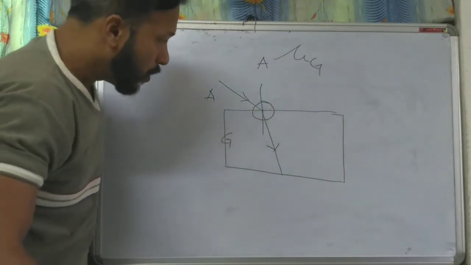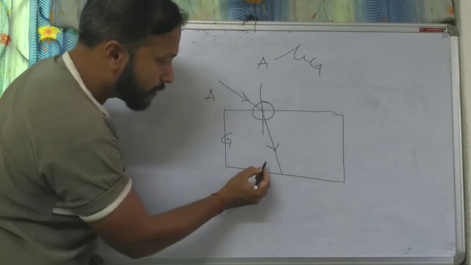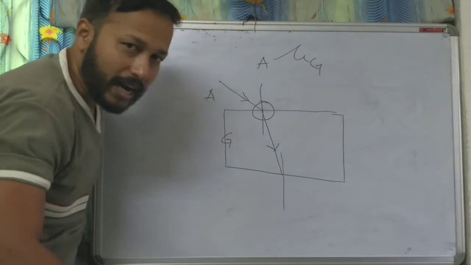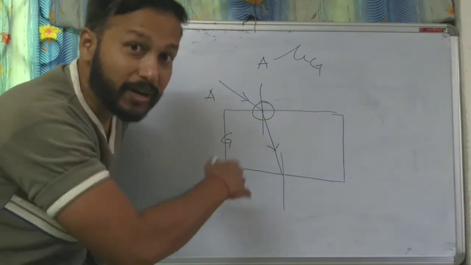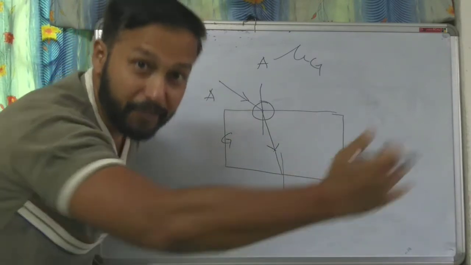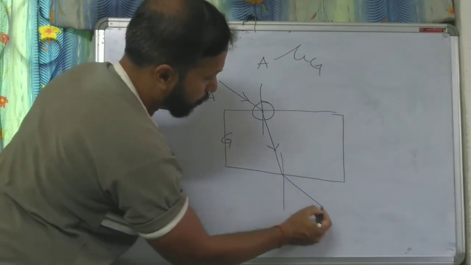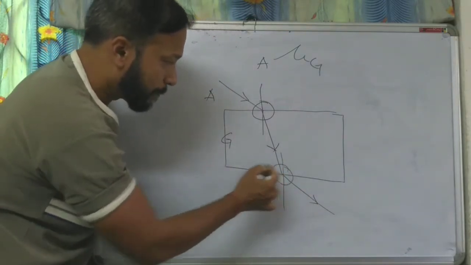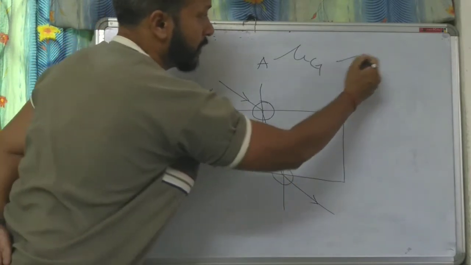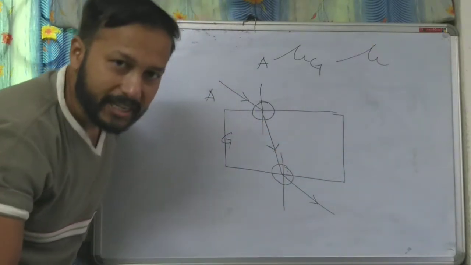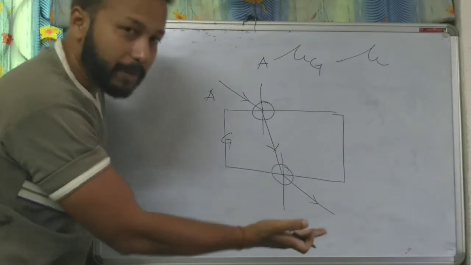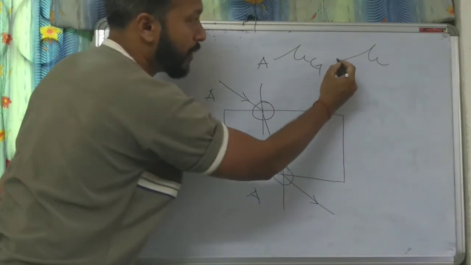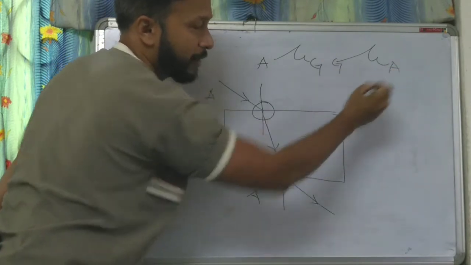Now here light is going from glass to air. So this is my normal. Light is going from glass to air, so it will go away from the normal. For this case, for refractive index, from which medium is light coming? From glass. Which medium is light going to? Air. So glass to air. So we'll write here glass, air.